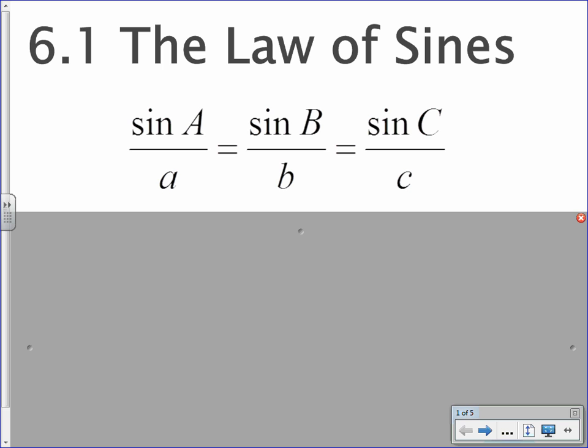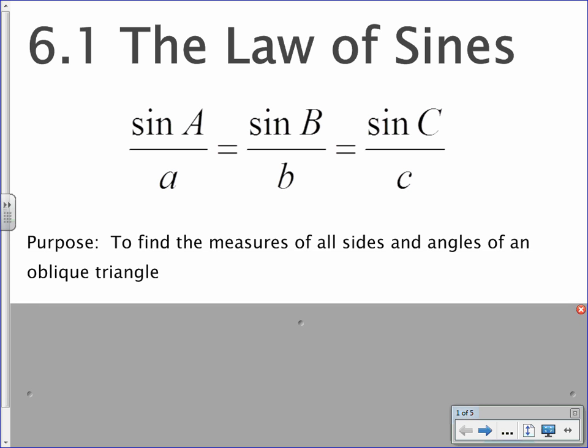Okay, first of all, let's talk about capital letters, lowercase letters. Capital letters stand for angles. Lowercase? Sides. Excellent. So the purpose of the law of sines is to find the measures of all sides and angles of an oblique triangle. What's an oblique triangle? One that has nothing in common.